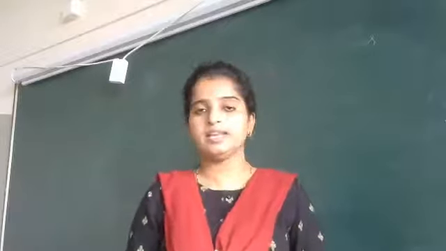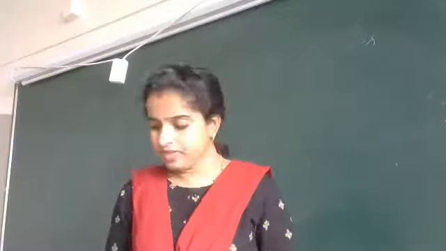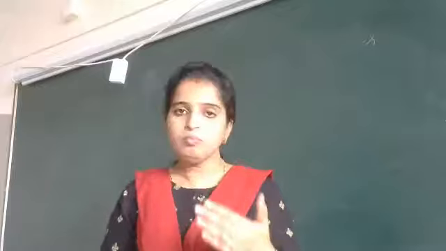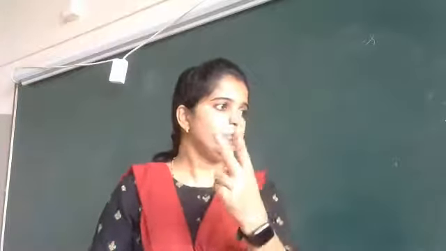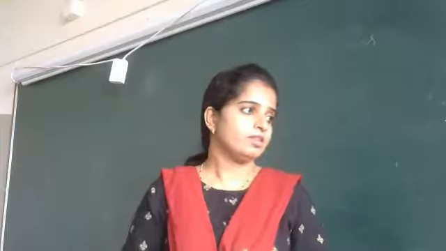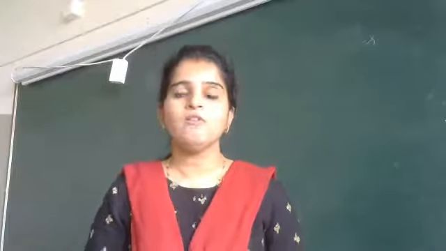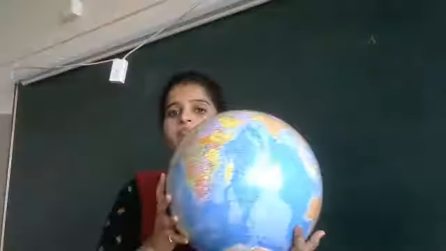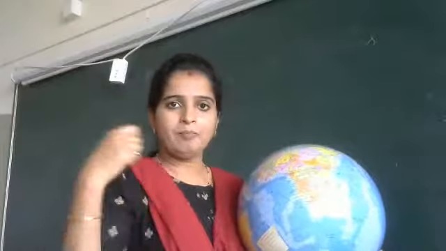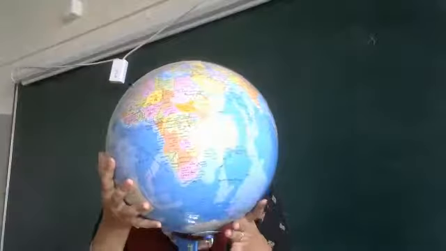Okay. Now, the Earth never stands still. It keeps moving all the time. There are two main movements of the Earth, that is rotation and revolution. So what is rotation? The Earth spins like a top. You know a top, right? When you tie a string and throw it on the ground, it starts to rotate. Our Earth also spins like a top about an imaginary line called the axis.